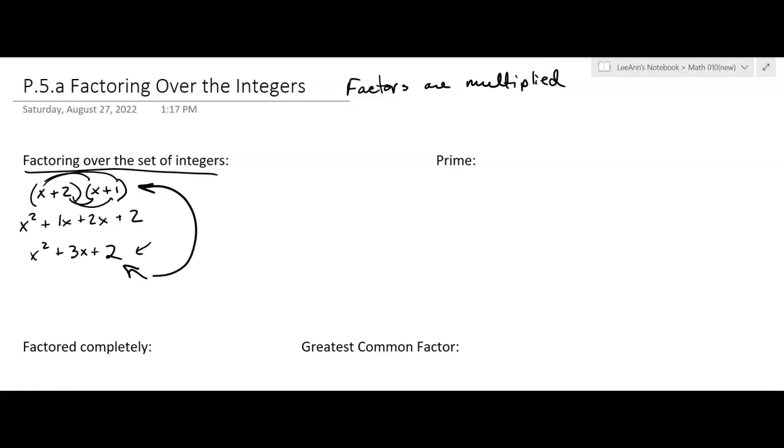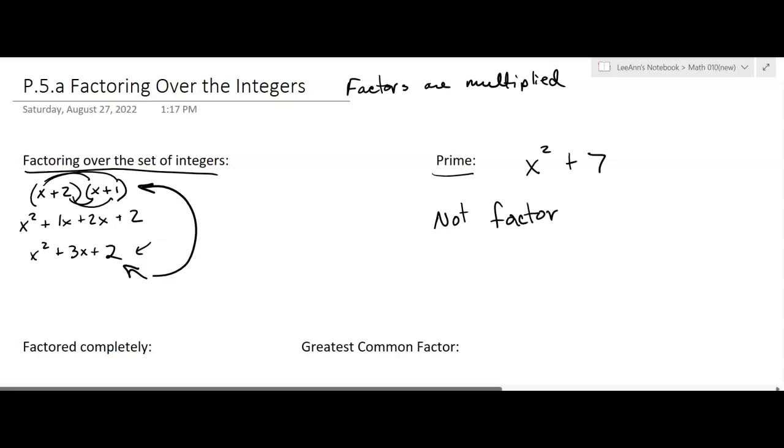Now, let's say you have something. Let's say you have x squared plus 7. There's no way to turn that into multiplication over the set of integers. And when that happens, we say it's prime. Sometimes they'll say not factorable. So if you can't factor it, it's said to be prime.